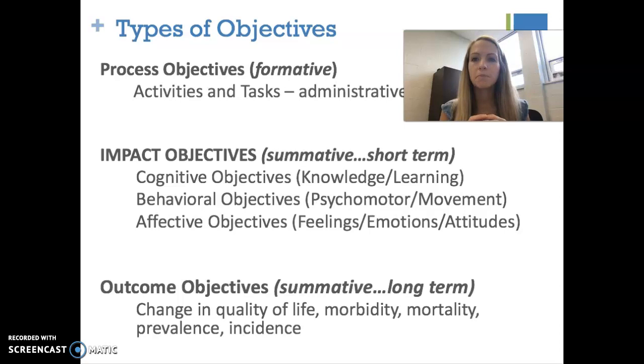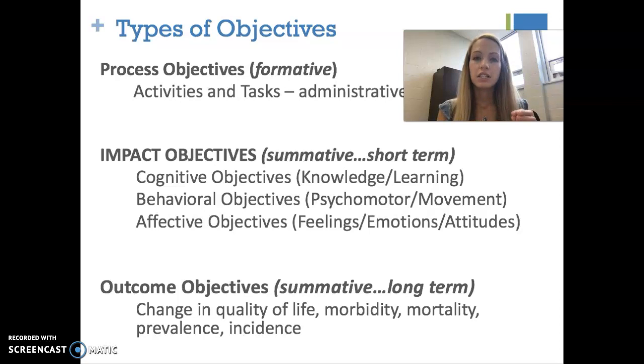And these will be great because you'll be able to understand if it's more of a process objective, impact, or outcome. All right, so the next one is an impact objective. And this one is different. It's summative, but it's a short-term summative. So these are the items that are cognitive, behavioral, or affective. These are the objectives that you will be using, and these are those short-term action items that you will achieve through your program.